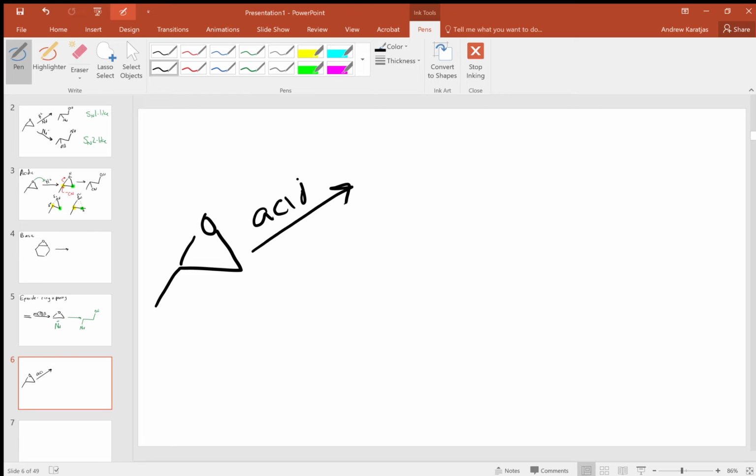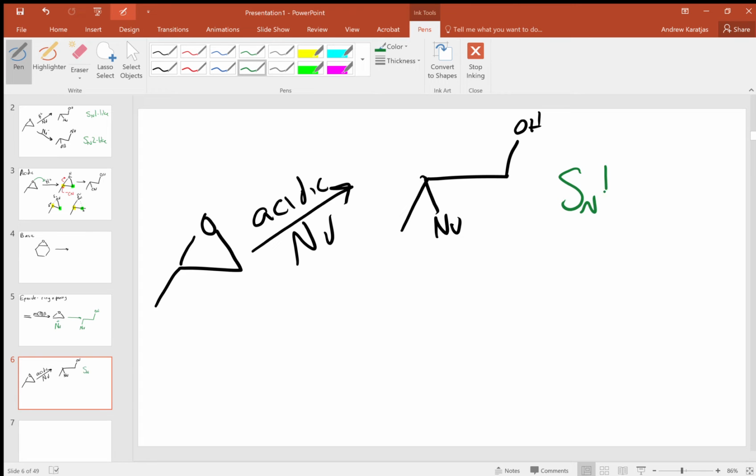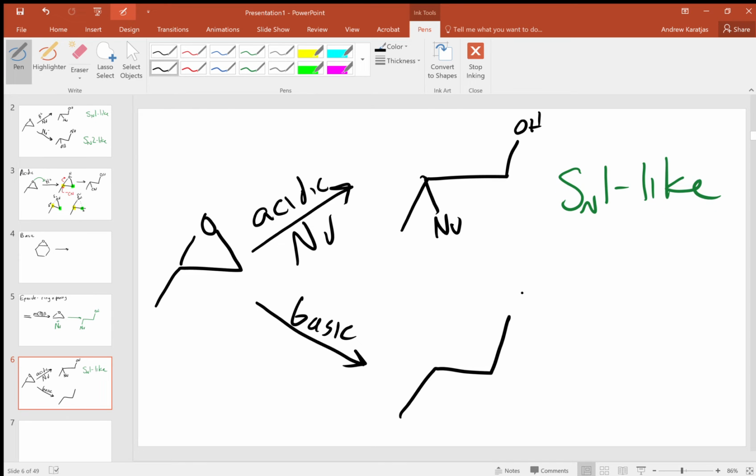if we do this under acidic conditions, we find that the nucleophile generally adds at the more substituted carbon. And we can say that this reaction, this mechanism, is SN1-like. But if we do it under basic conditions, we get the opposite. The nucleophile adds at the less substituted carbon. So we could say that's SN2-like.